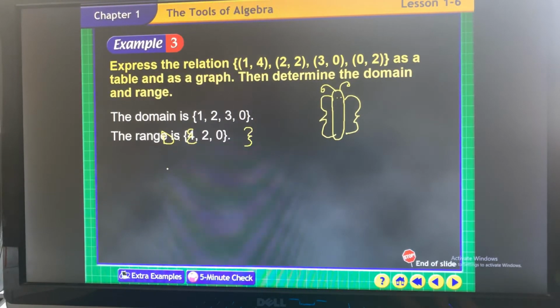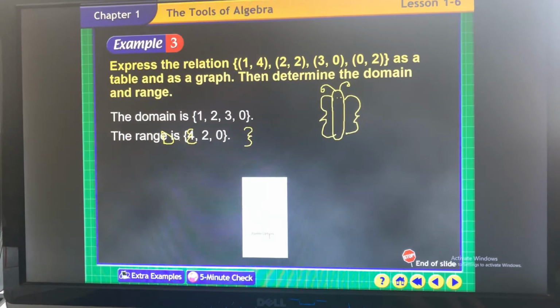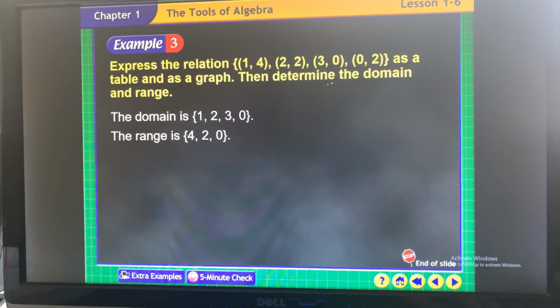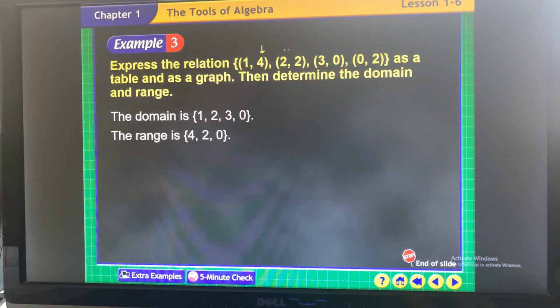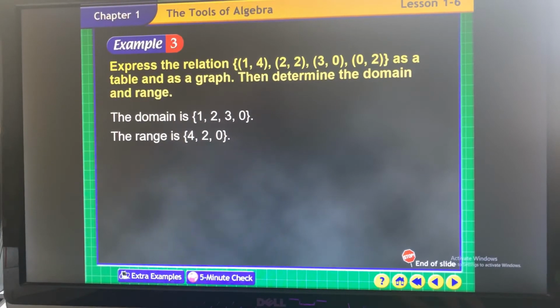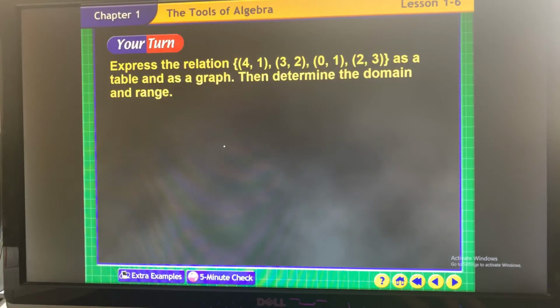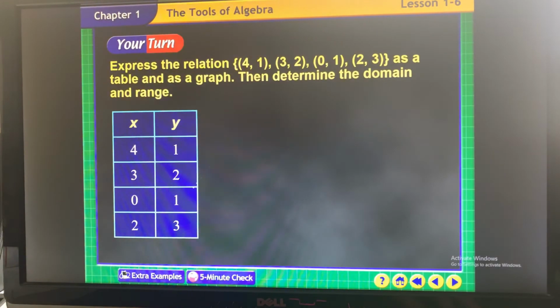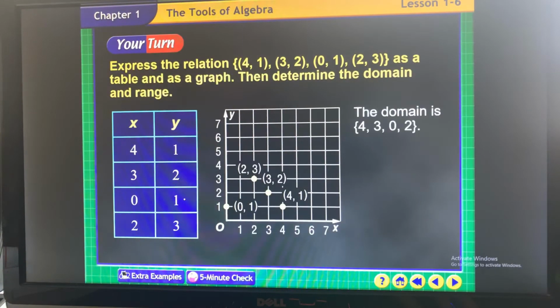And then you list your range. Okay, I want you to notice something about the range though. You don't have to repeat a number. So if you look at your range values, you see 2 twice, you don't need to list it twice. You just list it once. So same thing with this. There's your table, there's your graph, there's your domain, and there's your range. Pause if you need to.